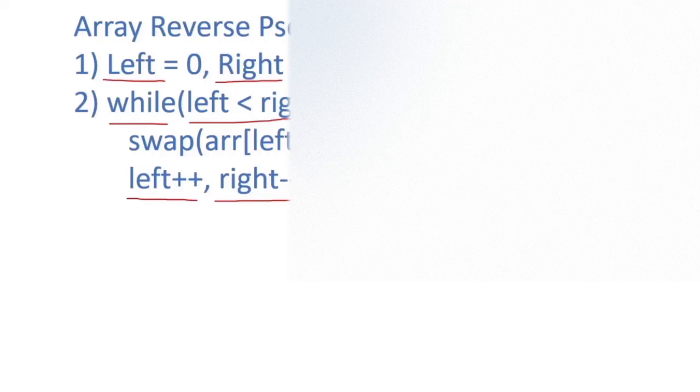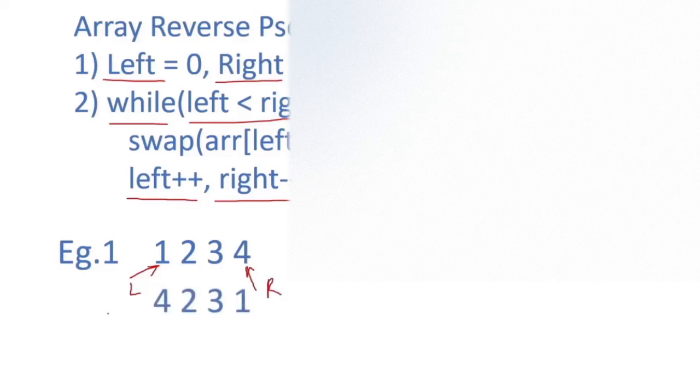We will understand this with the help of an example. Here is the example in which we have given an array of 4 elements: 1, 2, 3, 4. According to our pseudocode, the left pointer will be here and the right pointer will be here at first. Then in the second step, we will swap 1 and 4 as the left pointer is less than the right pointer. So we can see that 1 and 4 got swapped, and we will increment the left pointer and decrement the right pointer here. In the next step, we will swap 2 and 3 also.